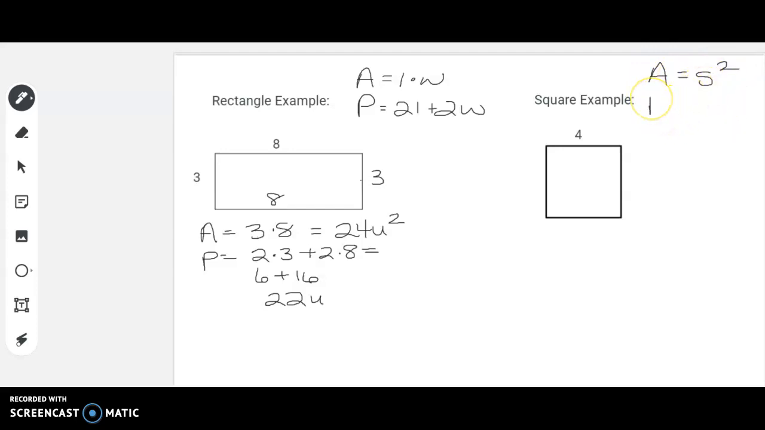On the square, the area is equal to side squared because all the sides are the same. And the perimeter is equal to 4s, 4 times the side, because the sides are the same.